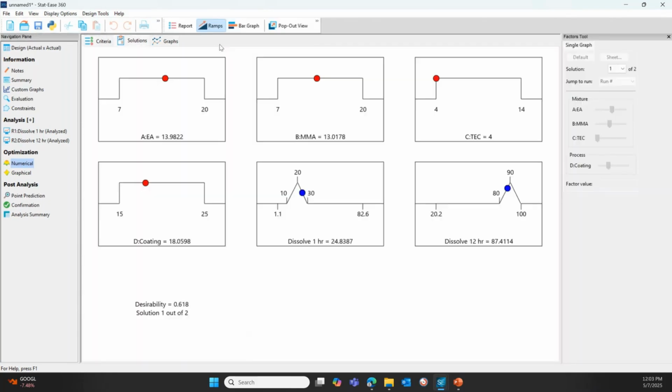And now I can look at solutions. And here's what we have. We have a formulation specified with the amount of A, B, and C in the material, the coating at 18, and that will give us a timed release capsule that delivers roughly 25%, so it's in spec in 1 hour, and about 87% after 12 hours, so that meets the requirements for the timed release capsule. Okay. Timed release coating tablet, I think, is a more appropriate term.